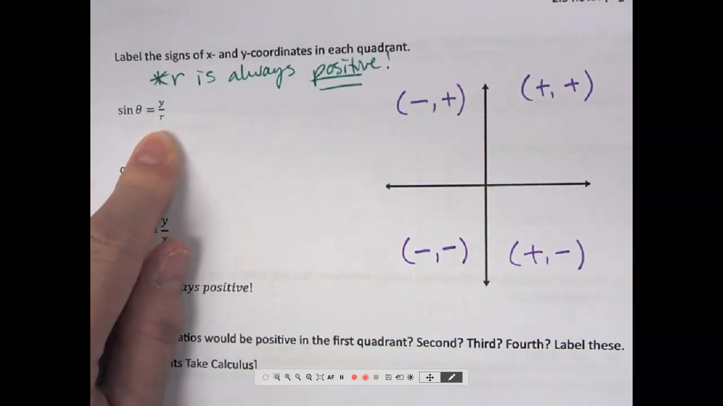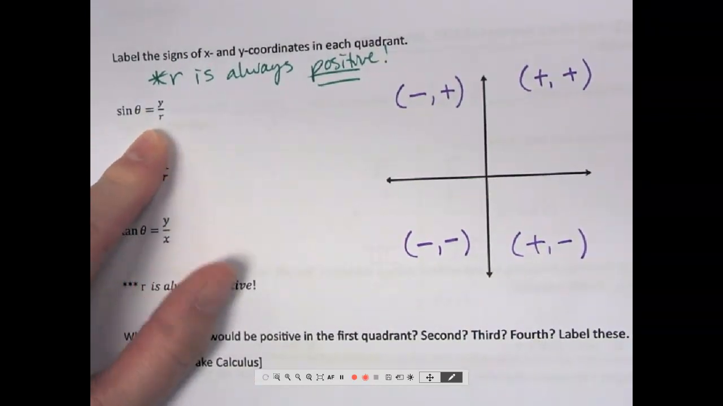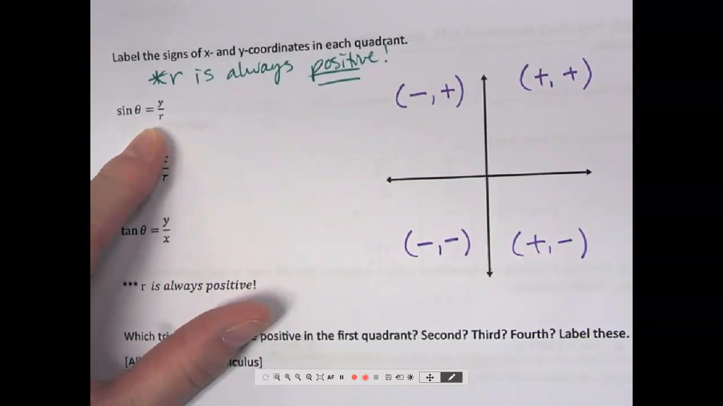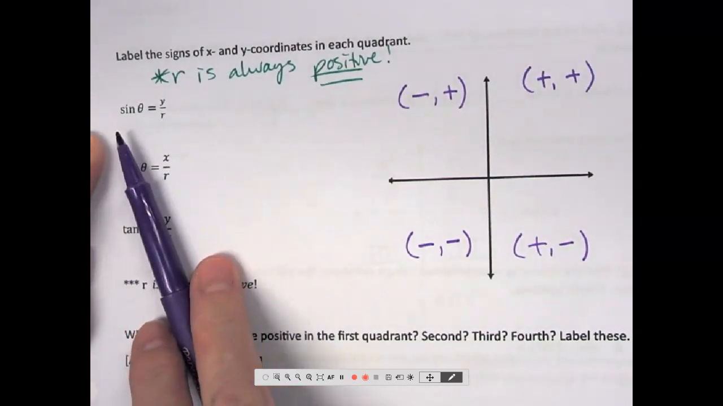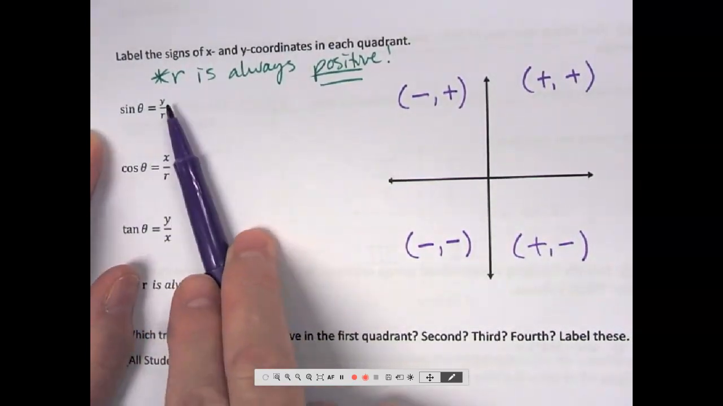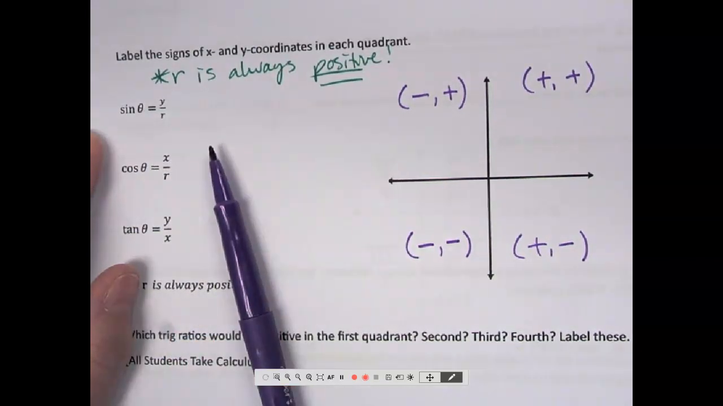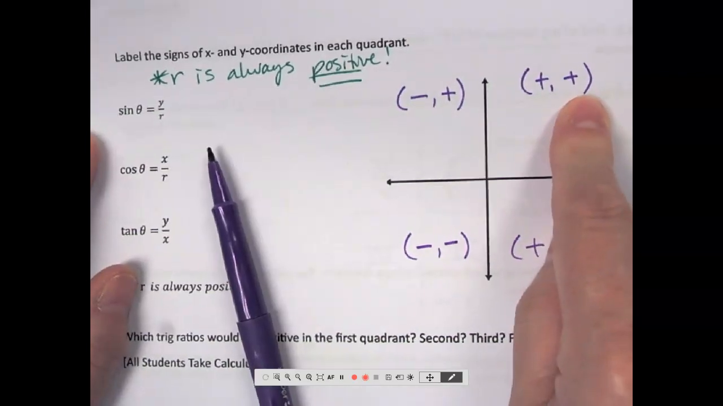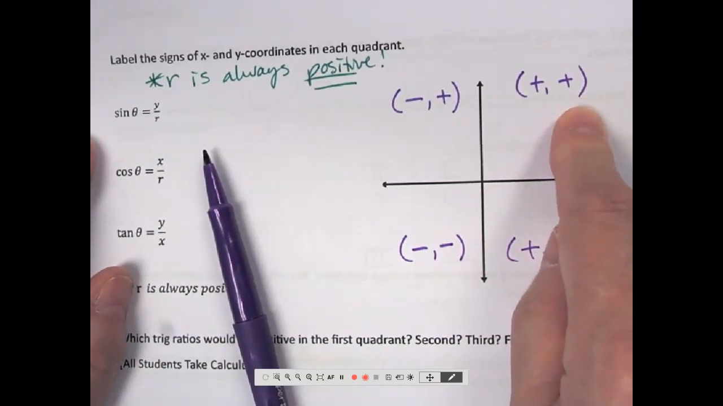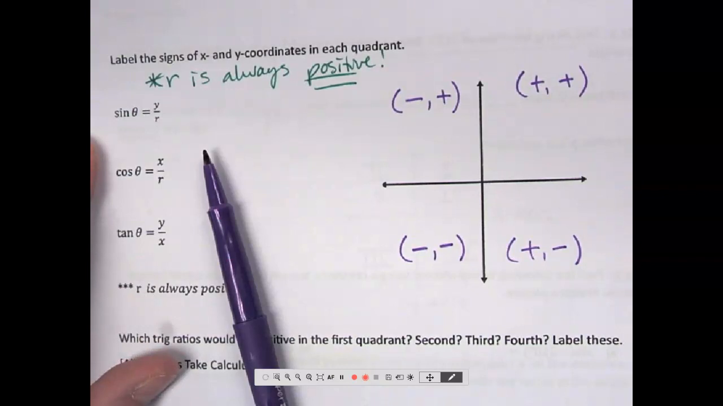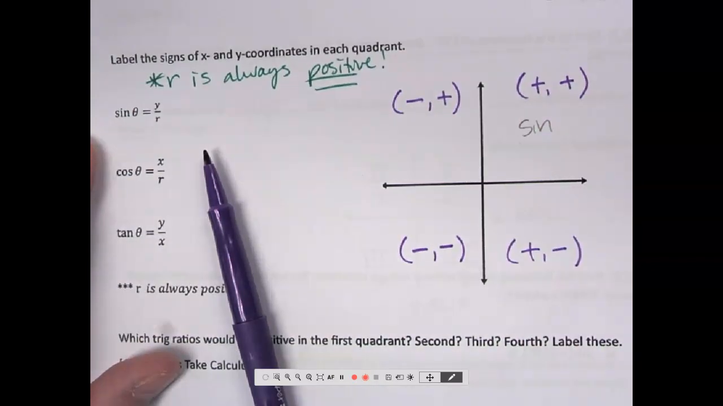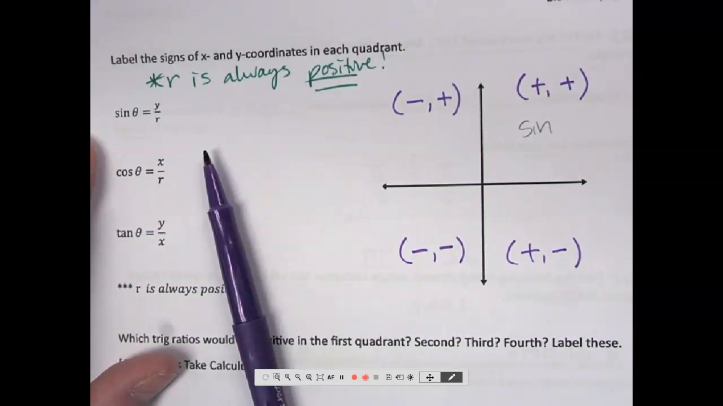Okay, so if sine is Y over R, in which quadrant is sine positive? What am I asking you? If I took a Y value from the first quadrant, which is always positive, and put it over R, would I get a positive number? Yes. Okay, I'm going to write this, don't write this down yet. I'm going to write sine in pencil there, and then I'll come back and do them in pen and you can write those down.